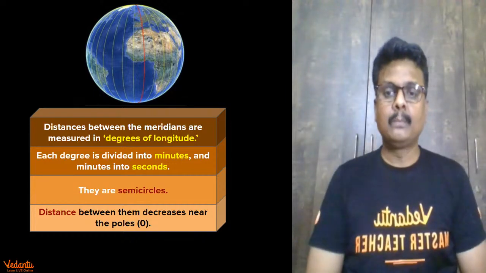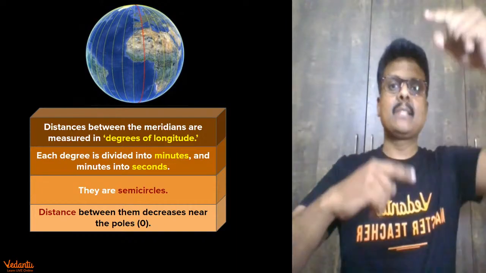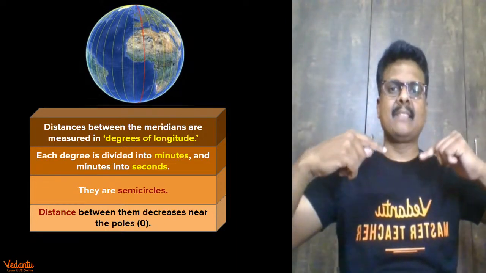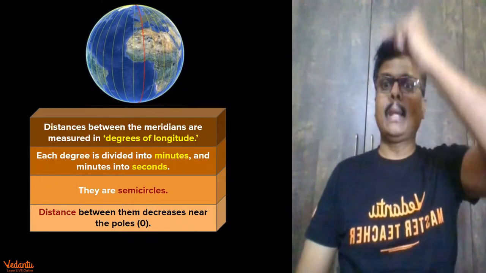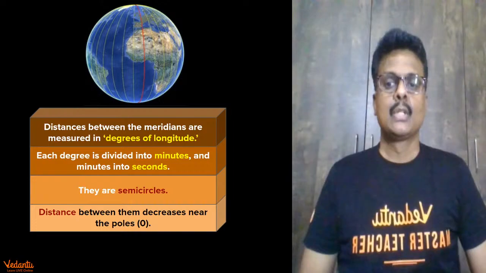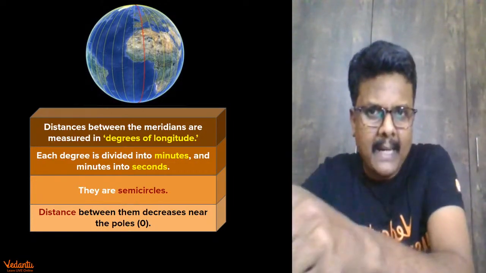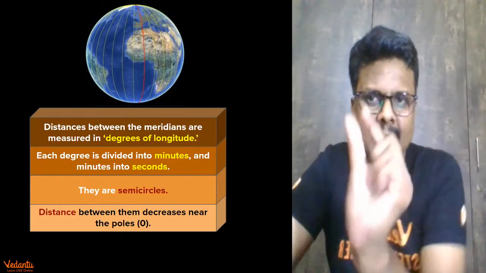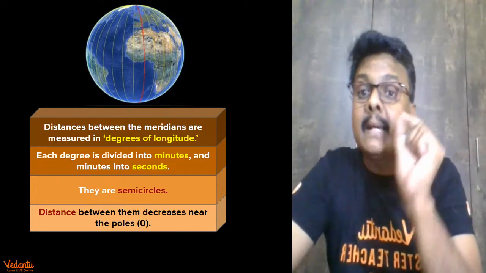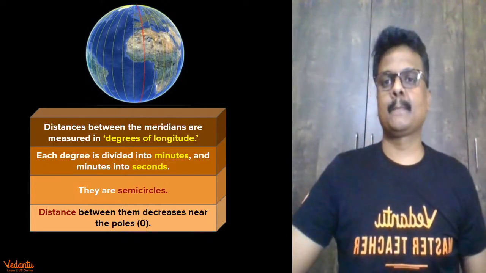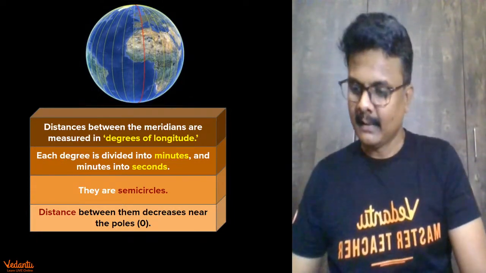All right. Now, these are semicircles. The meridians are semicircles, guys. You can see that, right? Every meridian is equal in length. Equal in length and they are semicircles. So the distance between them decreases. Can you see the meridians on either side? The distance between the meridians is very small, thin, right? So the distance between the meridians decreases near the poles. Clear? Super.